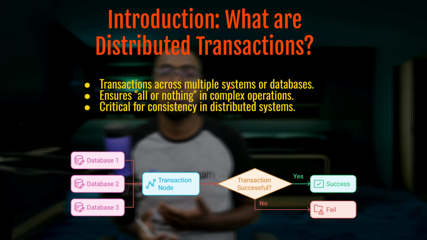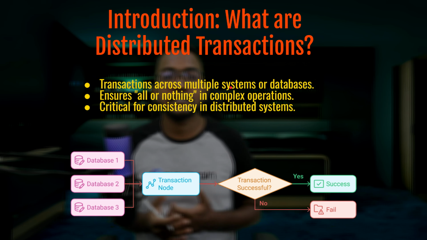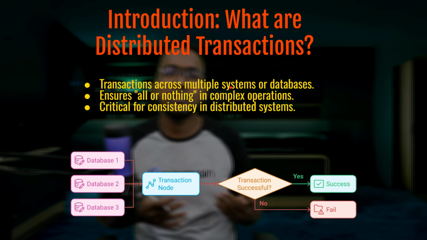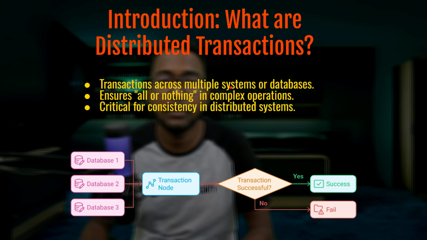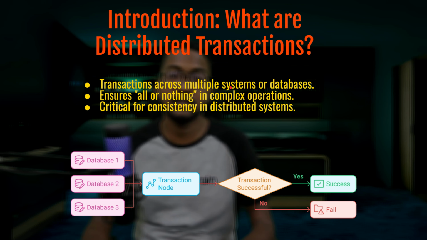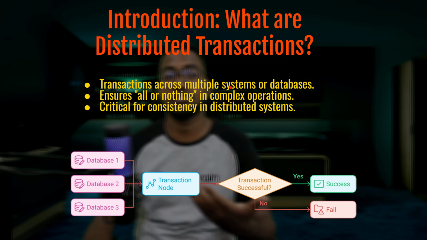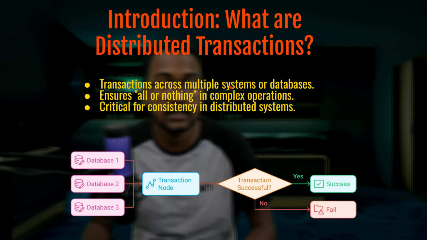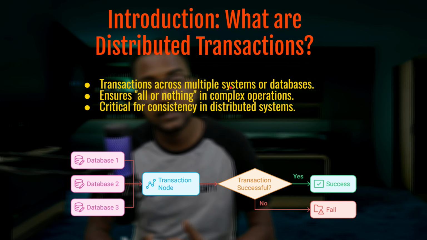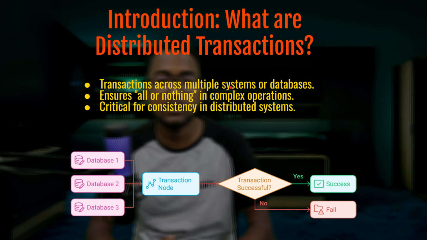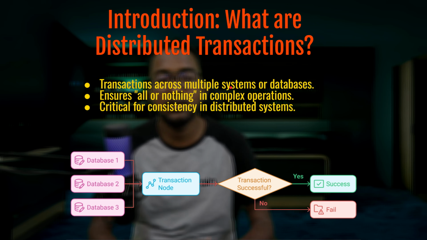The main point to understand here is that distributed transactions are critical for maintaining consistency across systems. Without them, you will run into all kinds of issues, like your payment going through, but you are not actually reserving the items in your cart. Distributed transactions prevent this by making sure that all systems either complete their part or roll back their changes if something goes wrong. Now that we have got a basic understanding of what distributed transactions are, let's move on to a real world analogy to help you visualize how this actually works.